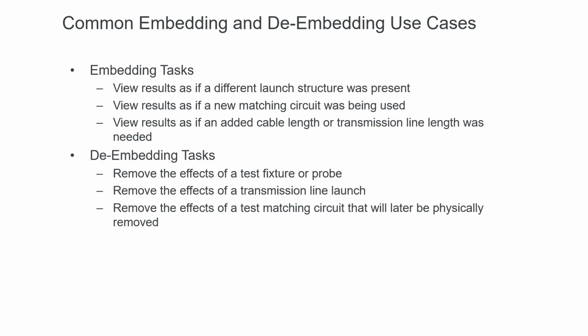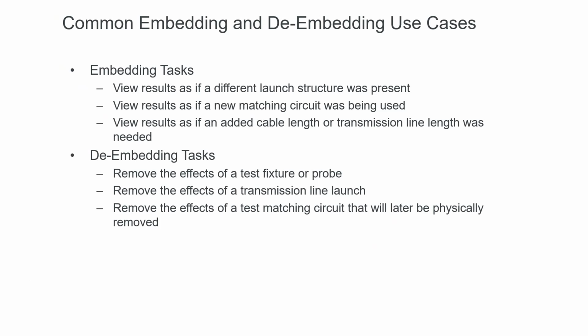So to summarize embedding and de-embedding, we can view results as if a different launch structure was present. So we can have an embedding task where we're adding something and we want to visualize it on the screen live with that launch structure present. We can also look at measurements with some matching circuit applied that we've gotten from our simulator, and we can view that result live with that matching circuit applied. Or we can add a cable length or a transmission length or a launch as needed. So that's in the case of the embedding, where you're adding some network.